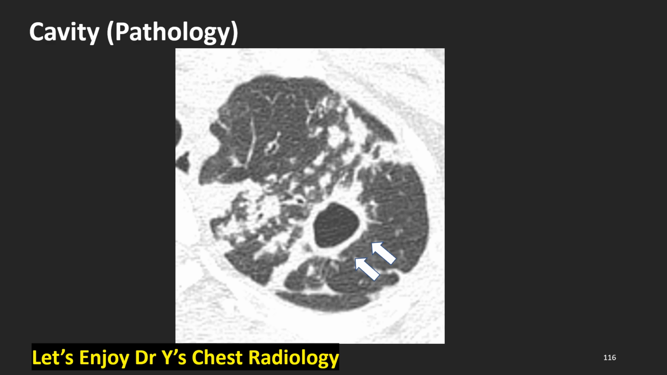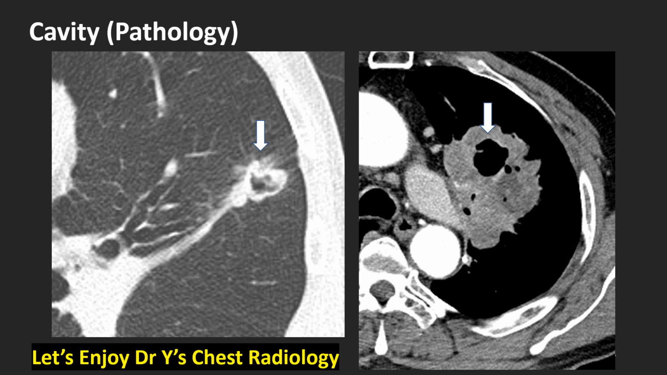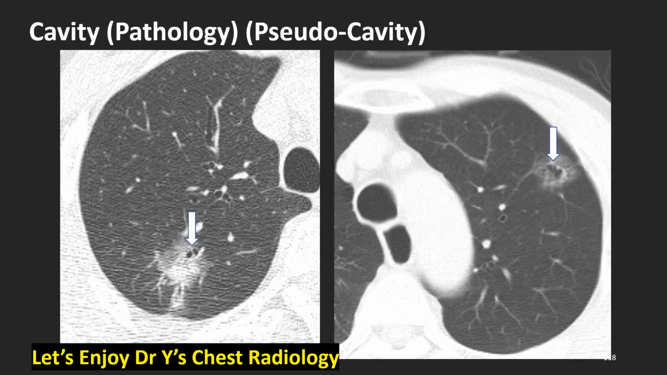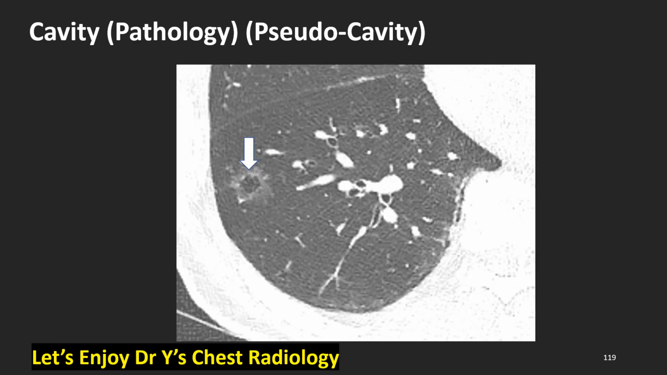Cavity pathology. Arrows indicate the cavity of tuberculosis. Cavity pathology. Both arrows indicate the cavities in the lung cancer of squamous cell carcinoma. Cavity pathology. Pseudocavity. Both arrows indicate the pseudocavities in the ground glass nodule of adenocarcinoma. Cavity pathology, pseudocavity. Arrow indicates pseudocavity in the ground glass nodule of adenocarcinoma in right lower lobe.